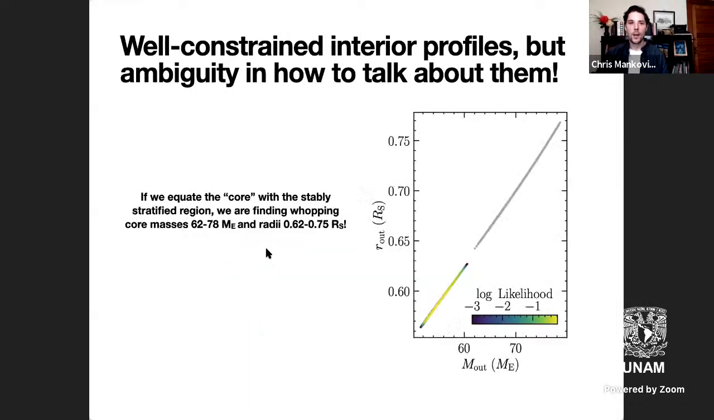If instead we equate the core with the stably stratified region that includes a gradient of composition that might have been built by the formation process, then we're finding whopping core masses of 62 to say 78 Earth masses, radii of 0.6 to 0.75 R_S, Saturn radii. So it really just depends on how you define your terms when it comes to what we found for Saturn's core. The important part is that it's very extended.